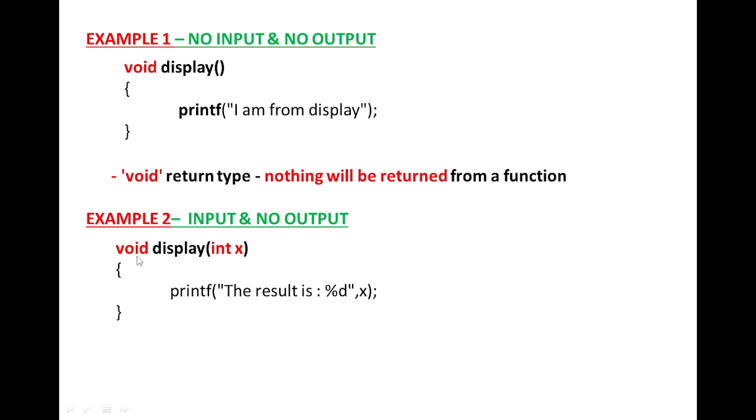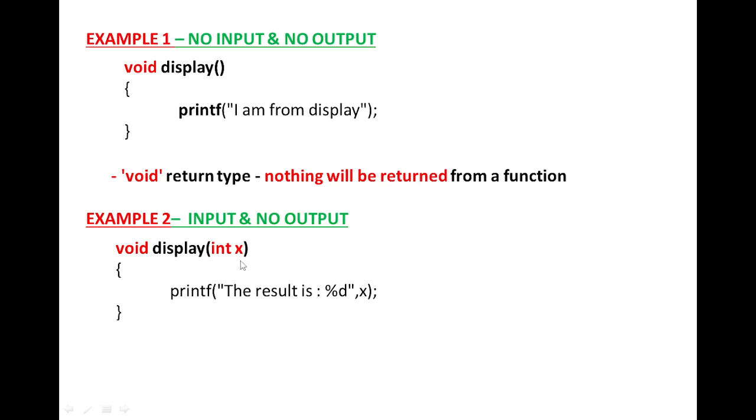So the return type is the same as in example 1, that is void, but the display function takes an input like int x. Okay, so the int x is the input to the function. That will be taken into your function to do something. So here I have given a task like display the result of the value stored in the variable x.